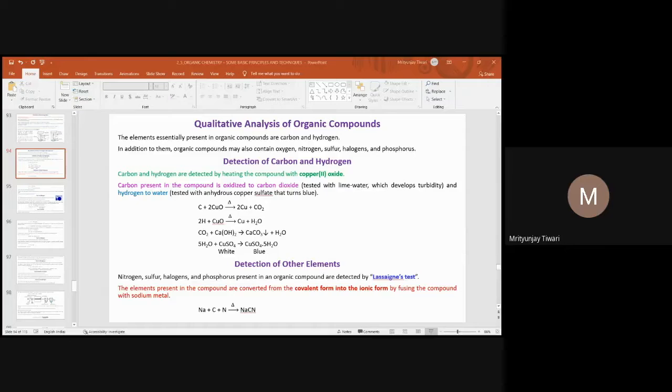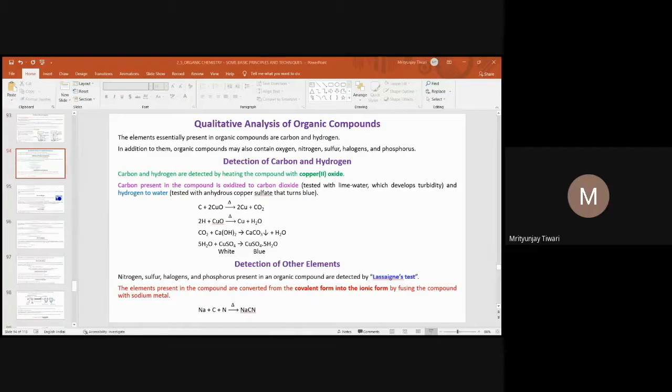If the compound contains not only sulfur but also nitrogen, then a thiocyanate ion is formed in the sodium fusion extract, and this thiocyanate ion forms a blood red compound, ferric thiocyanate. This complex is red in color, and it confirms that the compound contains both sulfur and nitrogen.